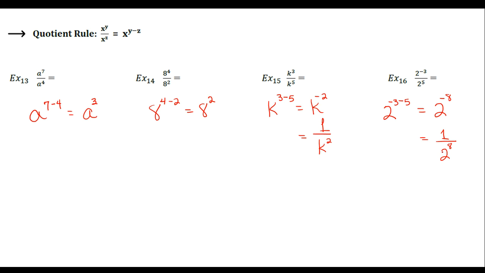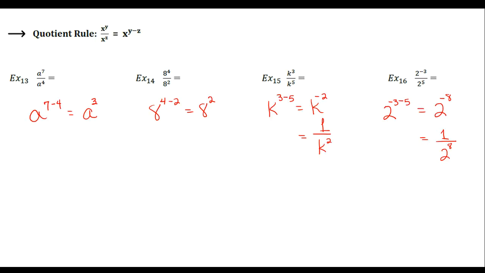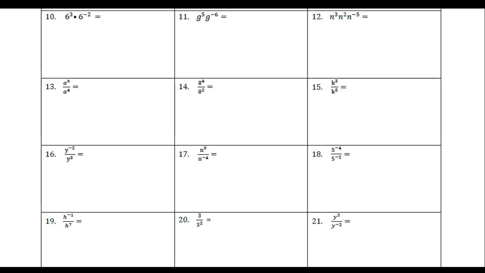So just remember, the product rule is you add exponents when bases are the same. The quotient rule is you're going to subtract the top minus the bottom exponent whenever you have the same bases. Now you try the next few problems, 1 through 21.